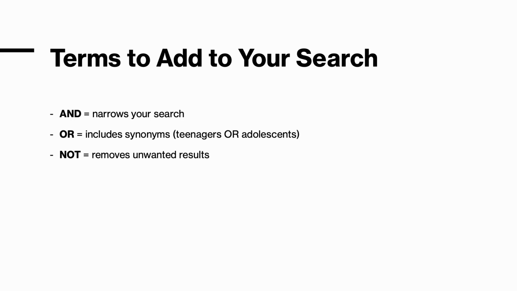Now, there are some terms that I want you to be aware of. If you use AND, OR, NOT, specifically in capital letters, this is going to do a specific job, whether you're searching in Google or the Dallas College Library database. So for example, if you put AND in there, it will narrow down your search. If you put OR, that is going to include things like synonyms, teenagers or adolescents. And if you put NOT, that removes unwanted results. So think about how you can use these terms to be more specific in what you're searching.